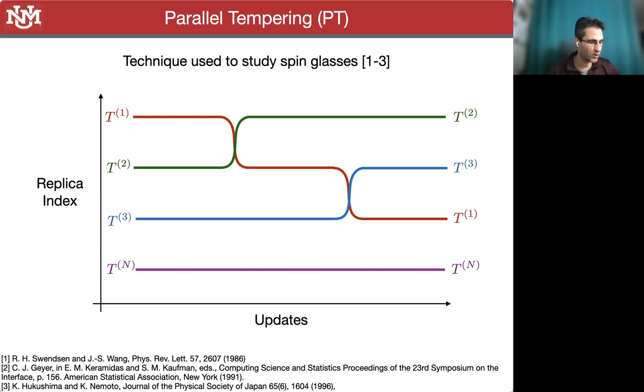Okay, so it's this swapping from high temperature to low temperature that allows you to get kicked out of local minima. And it turns out that in practice, people find that parallel tempering far outperforms, let's say, an algorithm like simulated annealing.